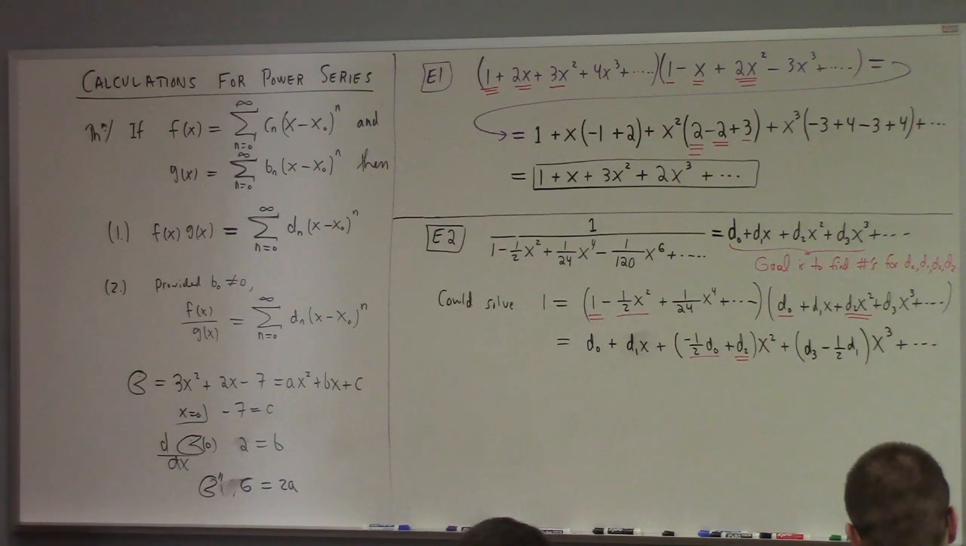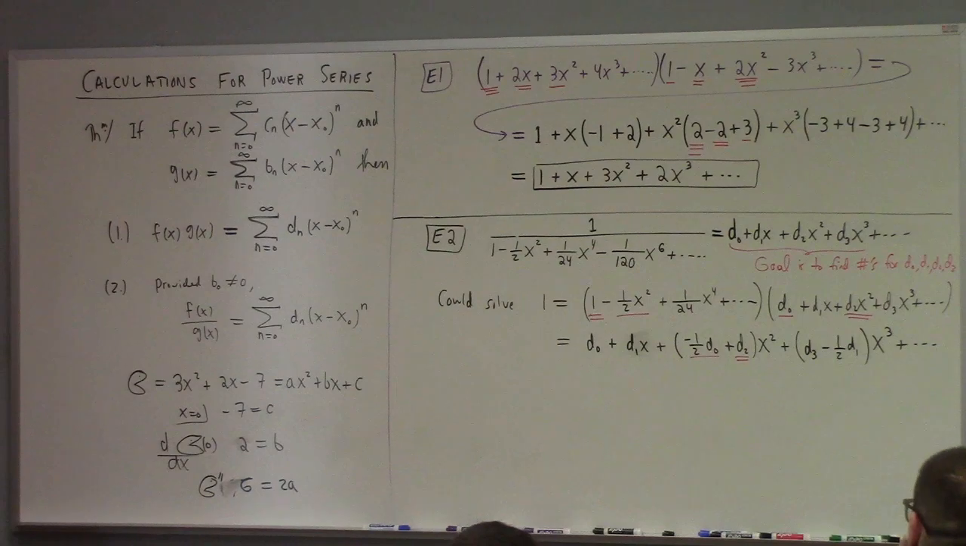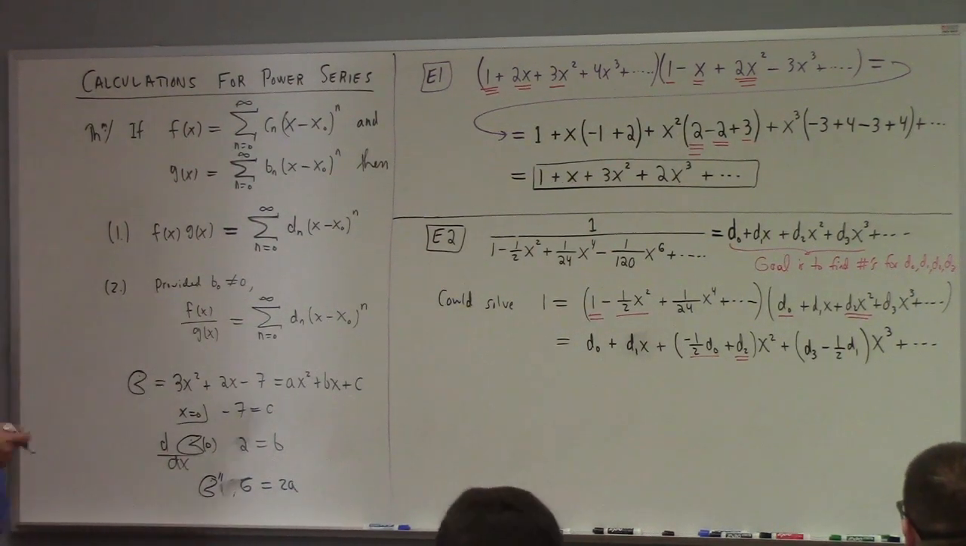So one way we can look at reciprocating a series is as the problem of solving a bunch of equations, right? It's a bunch of equations, one for each coefficient. What are the equations I need to solve?